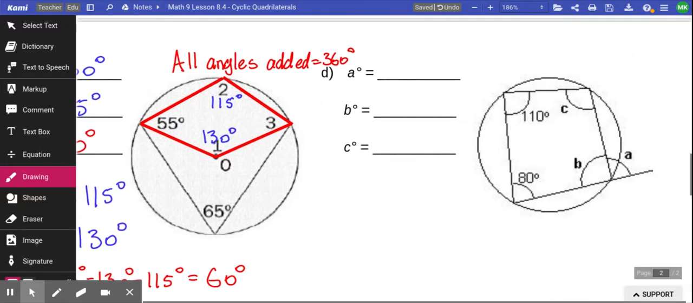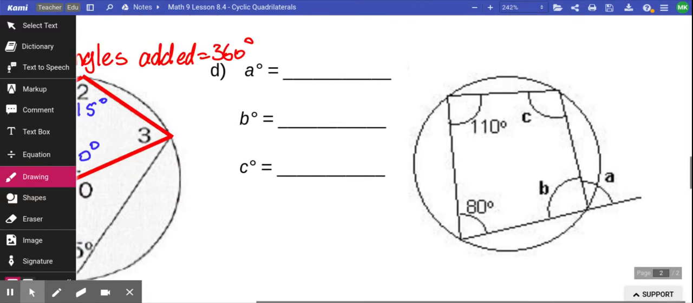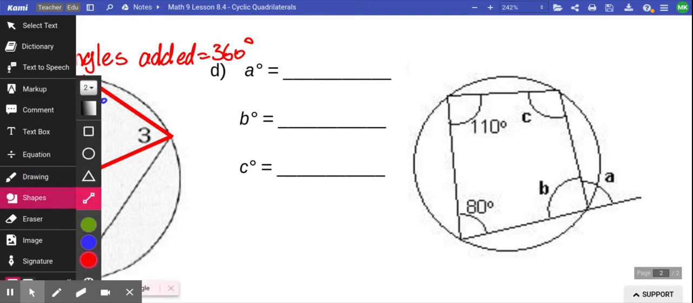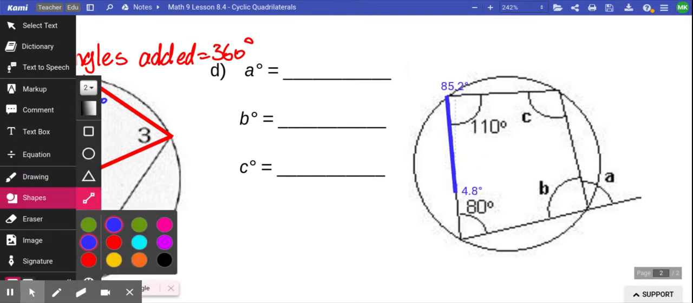Let's slide over here to D. So if we look at D, we can see we have a quadrilateral. The quadrilateral is on the outside here. This is a quadrilateral that touches all corners to the outside of the circle. That means we can use our rules we've learned today.